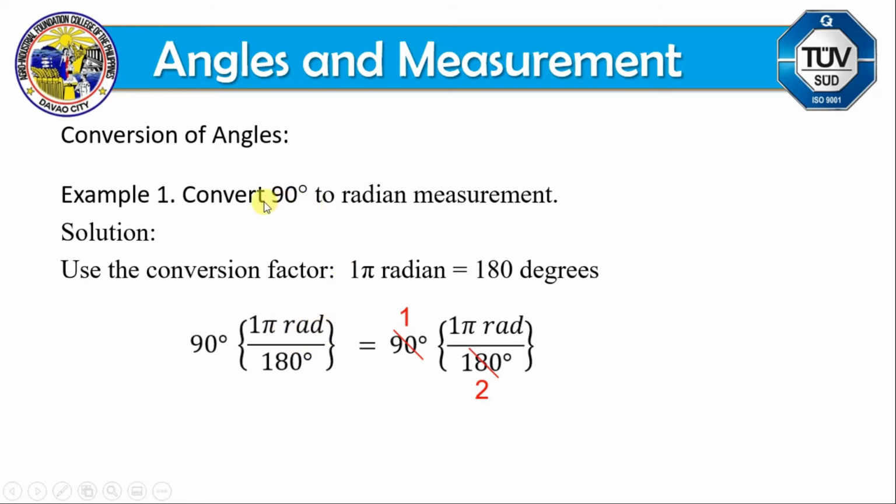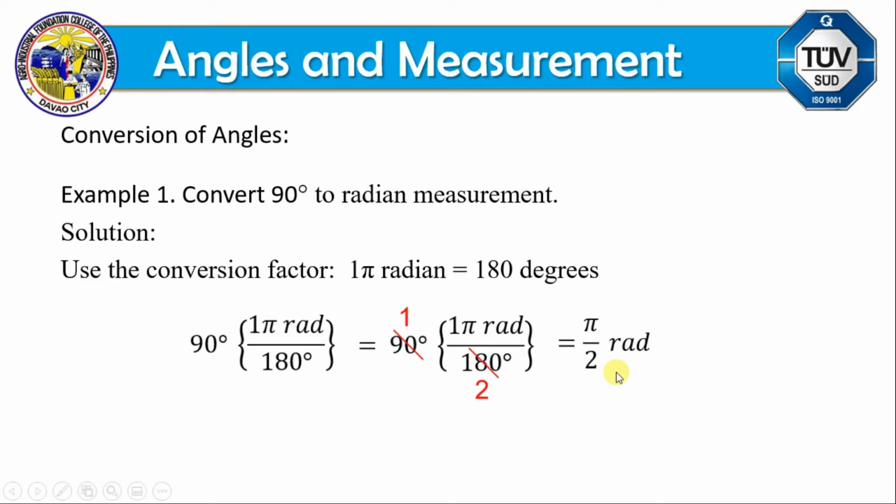Since we need to convert from degrees to radian measurement, this is what happened. The given 90 degrees times the conversion factor will be equal to, okay, the degrees cancel out, then 90 over 180, which is just equal to 1 over 2. Then what remains is 1 pi radian on top, which gives us 1 times 1 pi, or pi all over 2 radians. So this will be our answer.